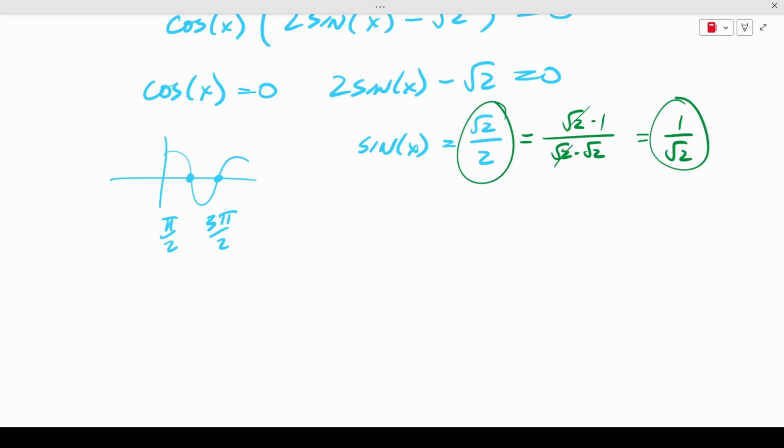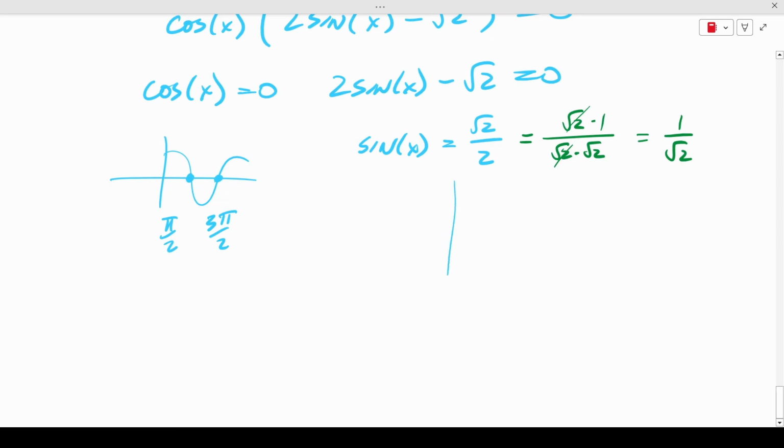So some people memorize their special triangles using root 2 over 2. Some memorize them using 1 over root 2. Some memorize them using both. In fact, that's probably optimal because then when these different situations come up, you're prepared for them. Regardless, we know what to do.